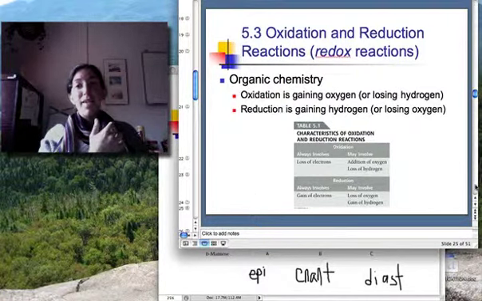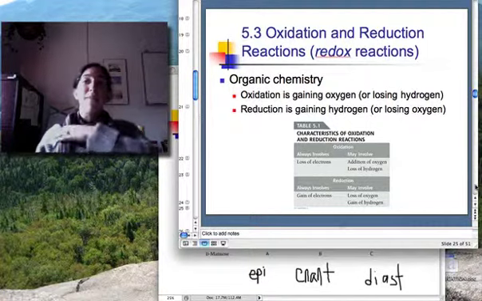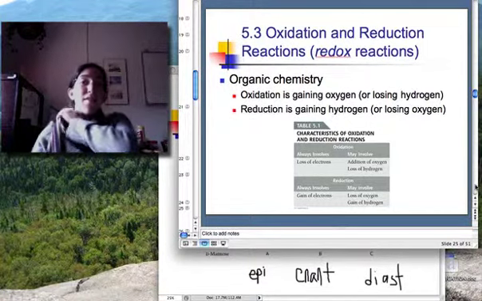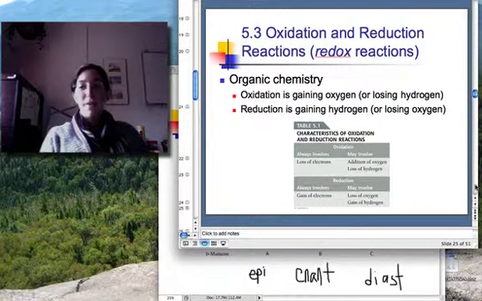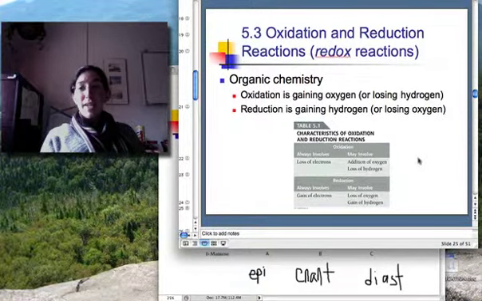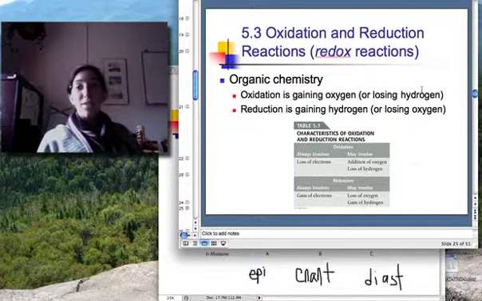So in organic chemistry, those are mostly inorganic reactions, when we're talking about rusting. But in organic chemistry, redox reactions happen all the time. And a lot of times we don't talk about them in terms of electrons. I mean, there is a transfer of electrons. But with organic compounds, it's often easier to look at the presence of oxygen or hydrogen. The loss or gain of oxygen and hydrogen is another way to indicate redox reactions.